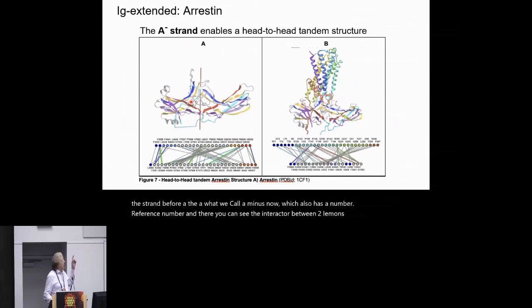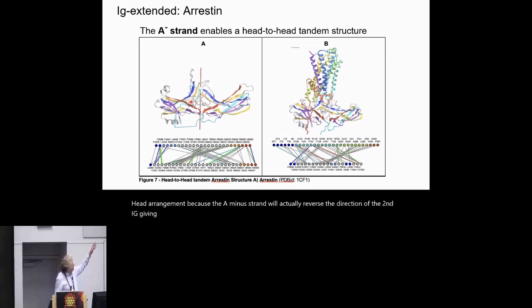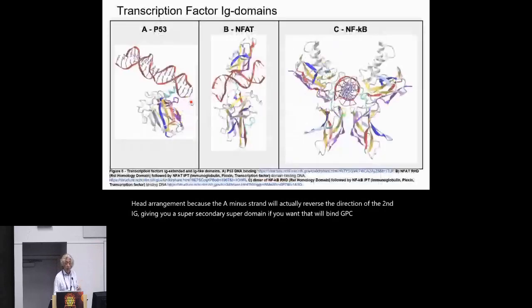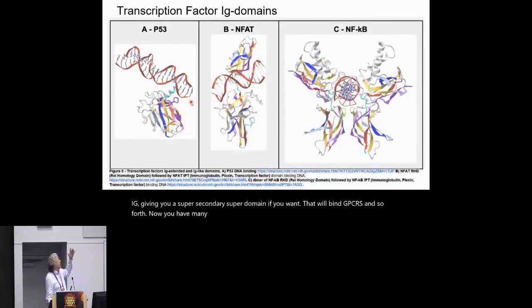Arrestin does the same. Now, the fact that it has an extra strand allows, instead of having a head to tail kind of arrangement, a head to head arrangement, because the A minus strand will actually reverse the direction of the second IG, giving you a super domain, if you want, that will bind GPCRs and so forth. Now you have many of these extended IG domains in transcription factors. You find IG domains everywhere.